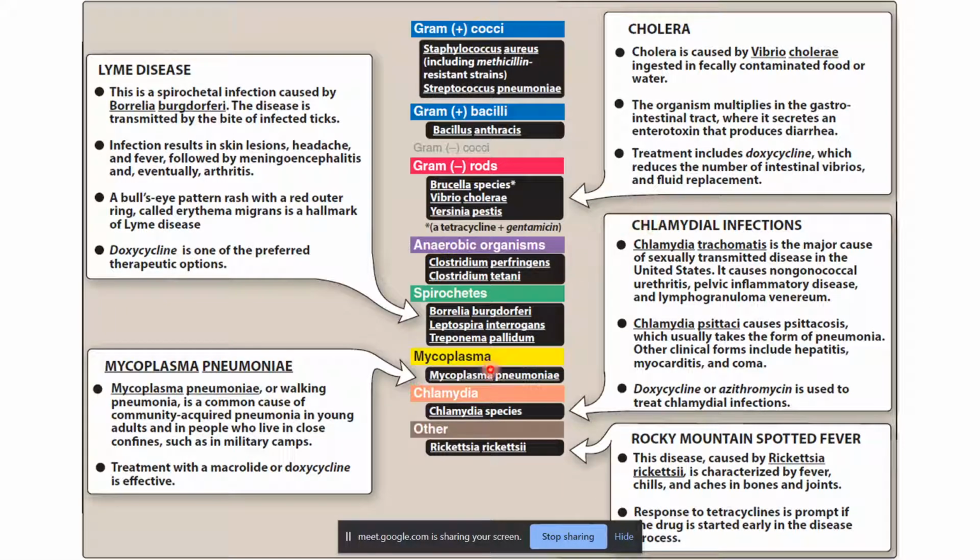Then also Treponema pallidum is called the French disease. Bushra, do you know what Treponema pallidum is, the French disease? No. Syphilis. Treponema pallidum leads to syphilis. Do you know why syphilis is called the French disease? Actually, I don't know.